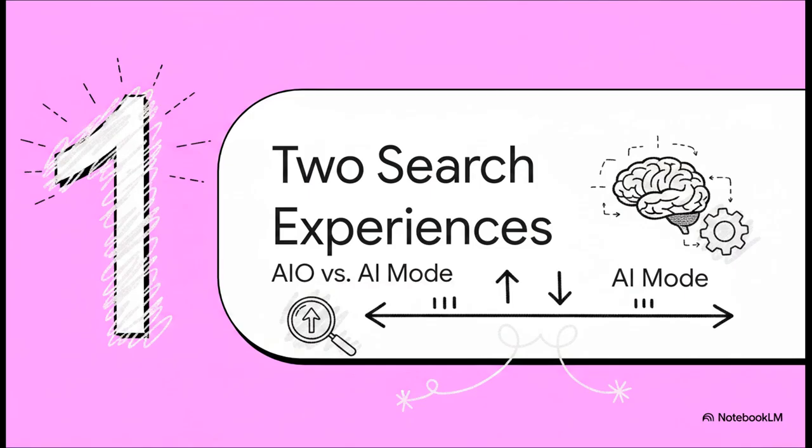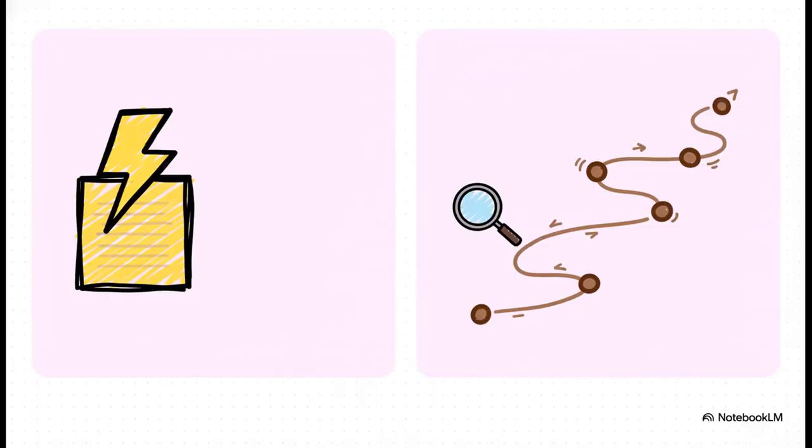All right, section 1. Two new search experiences, AIO versus AI mode. You see, Google isn't just doing one new thing here, they're actually doing two distinct things. On one hand, we have AI overviews, or AIO. Think of this as the summary layer. It gives users a super fast, high-confidence synthesis for those immediate, I need it now questions.